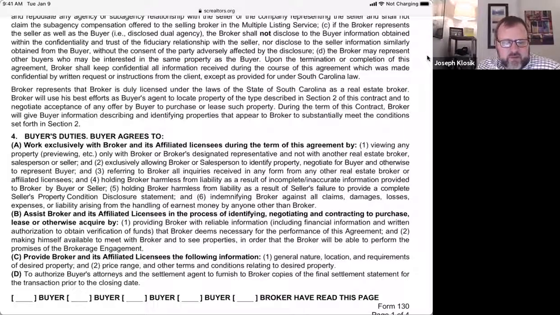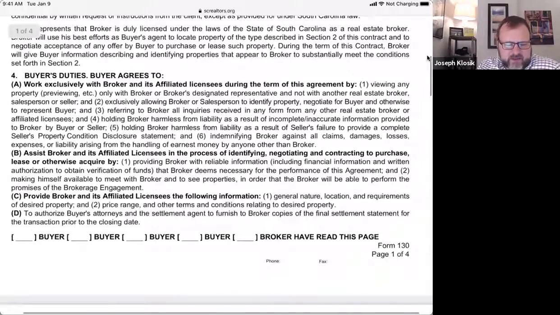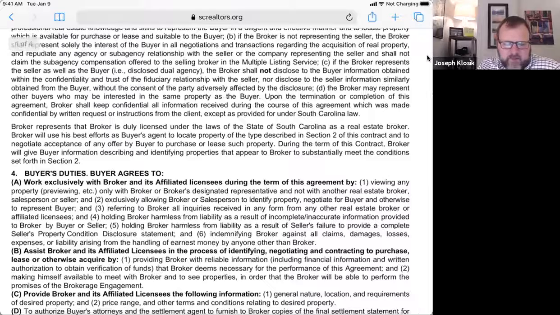Buyer's duties. Oh, wait, sorry. I definitely skipped to the next one. And then the last paragraph under section 3 is basically just a simple disclosure that I'm licensed. It says that you're licensed as an agent in South Carolina.